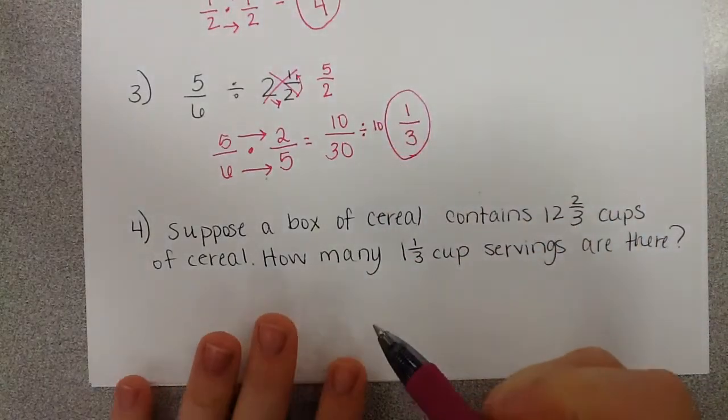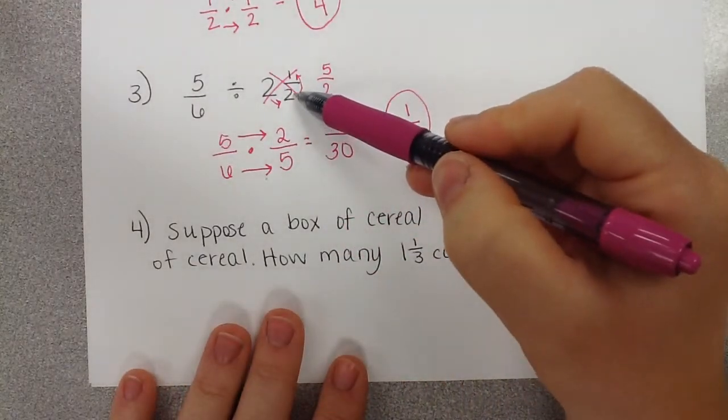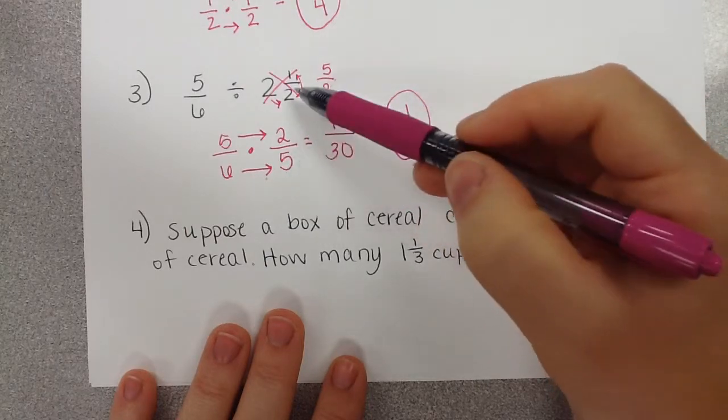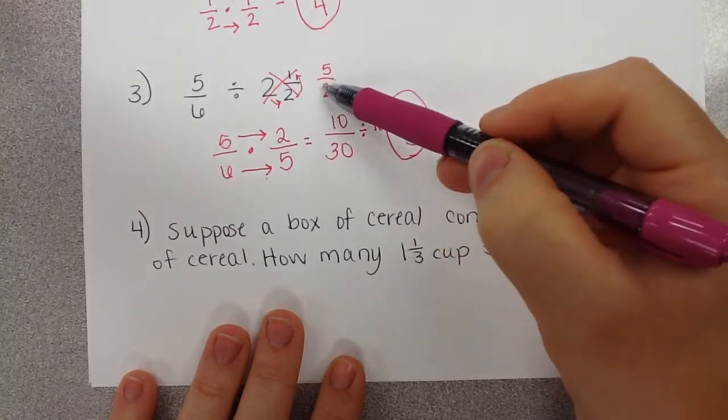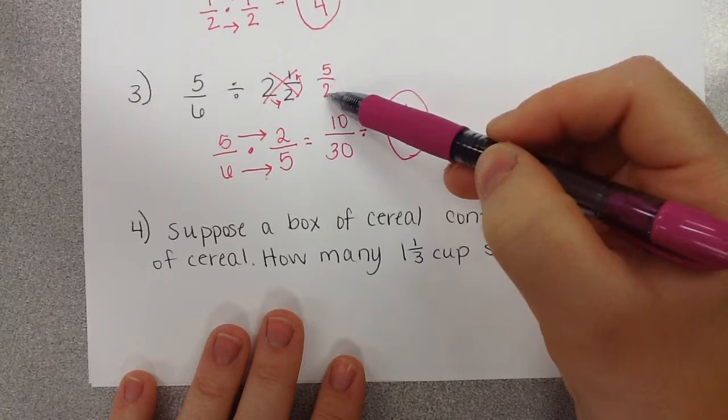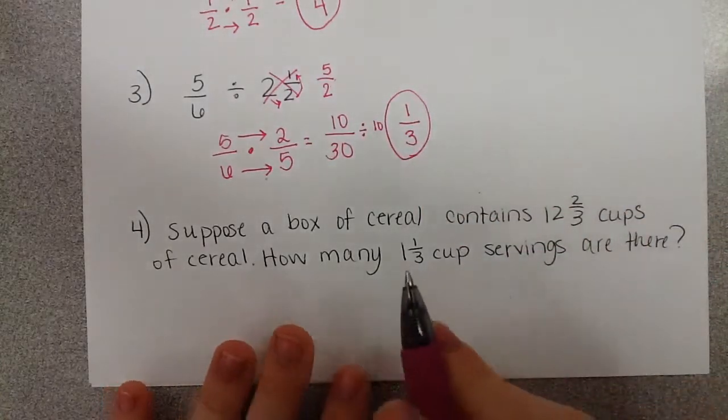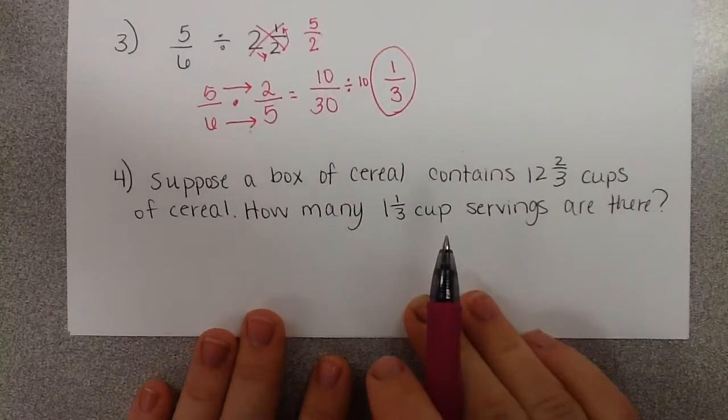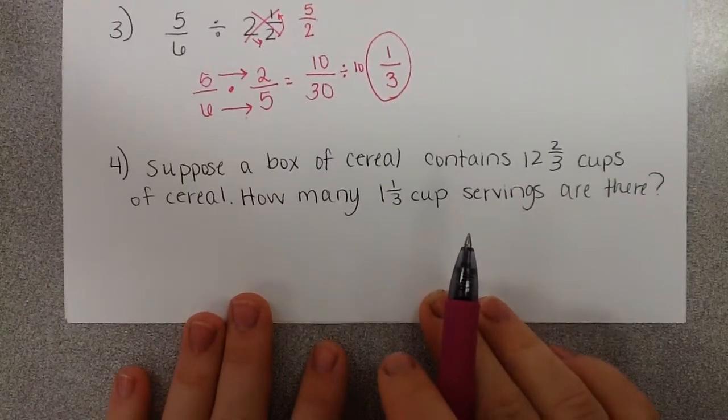Dividing fractions, easy as pi. Flip the second and multiply, but if you have a mixed number, you can't flip it. You have to make it improper first, then flip. Nice job. Let's take a look at this last one.